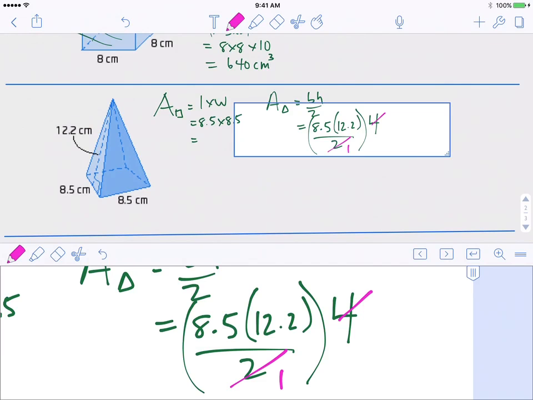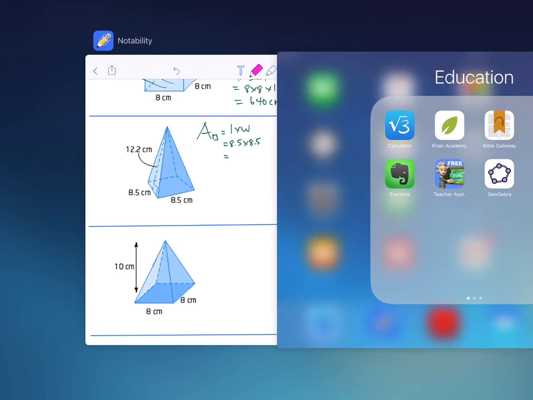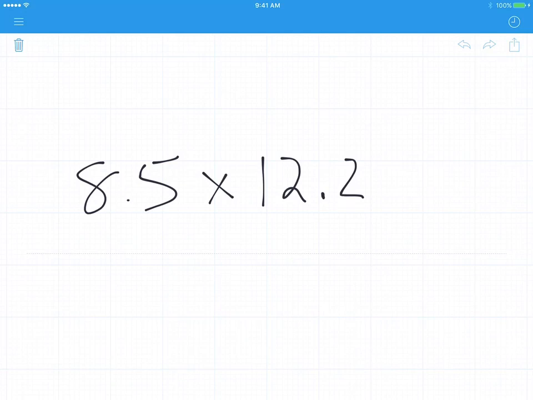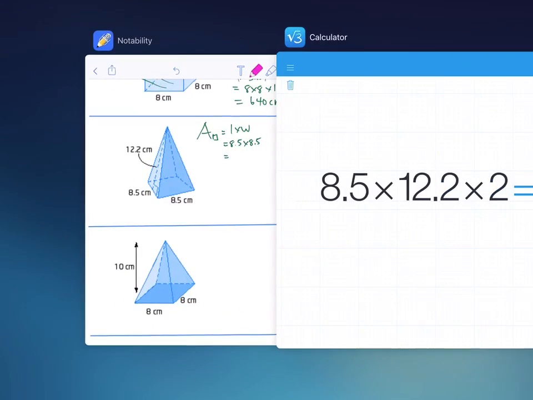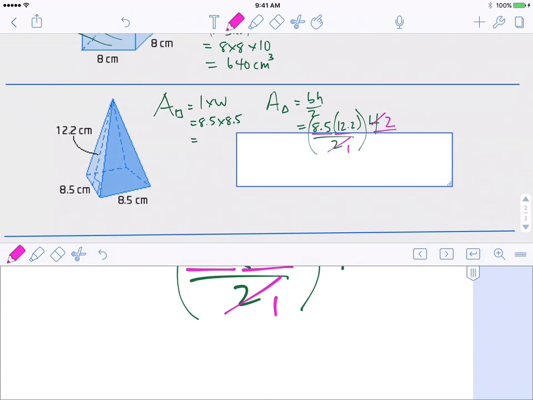2 divided by 2 is 1. 4 divided by 2 is 2. So we're really going to multiply 8.5 times 12.2, and then we're just going to multiply that by 2. Okay? Let's get to our calculator here. It was base times the height, which is 12.2, and that was also times 2. 8.5 times 2, so 207.4. So this is equal to 207.4, and that would be squared centimeters.